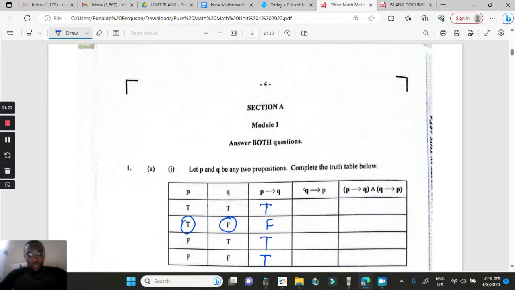Over here now, we're looking for when Q is true and P is false. That's the only time it is false. Everywhere else is true. Cool. Now, once we have that out the way, it wants P implies Q and Q implies P. True and true is true. False and true is false. True and false is false. True and true is true. And that's it. Nice.